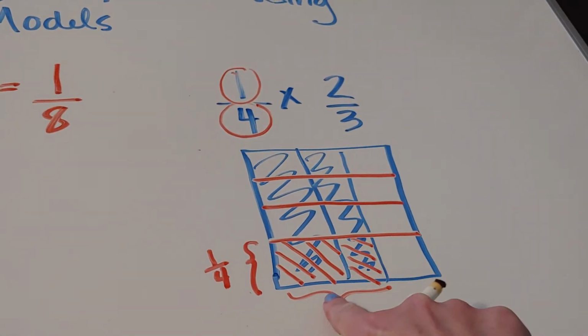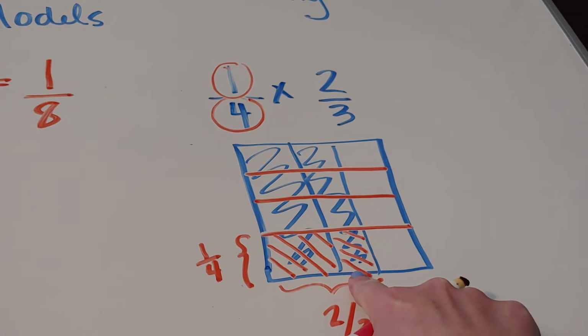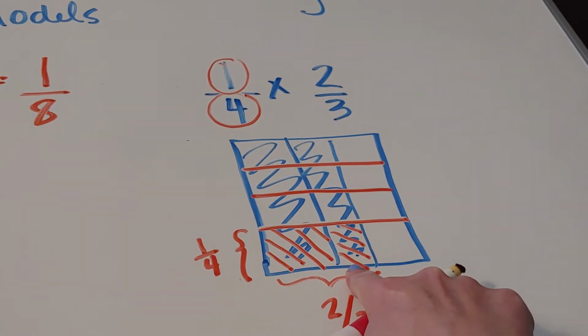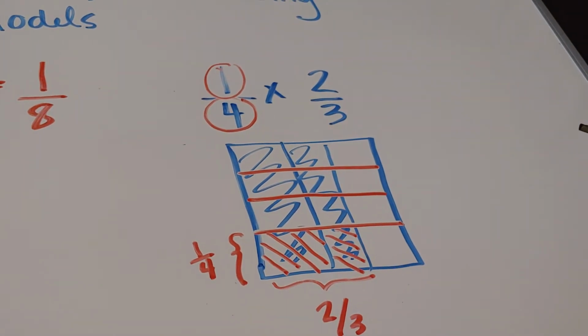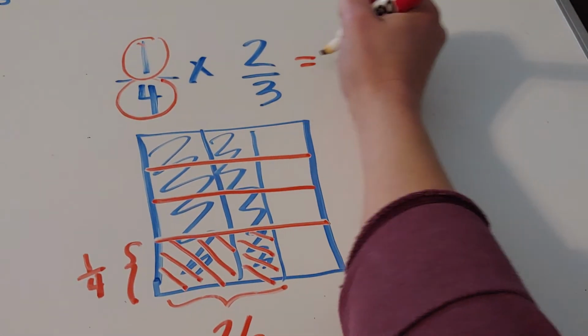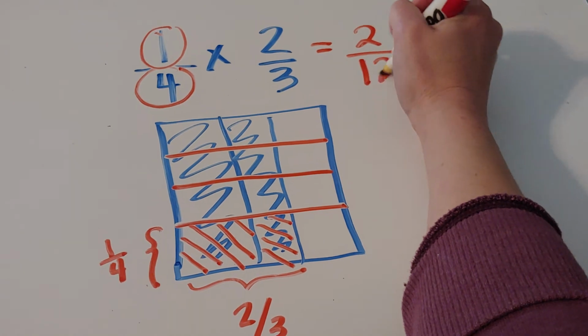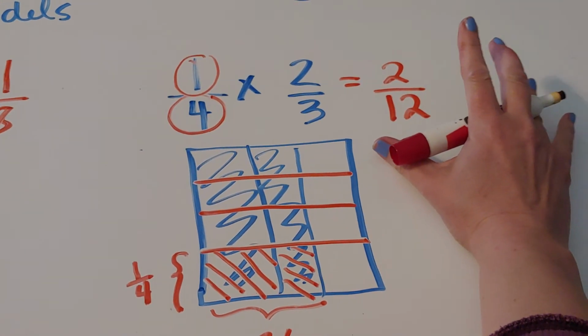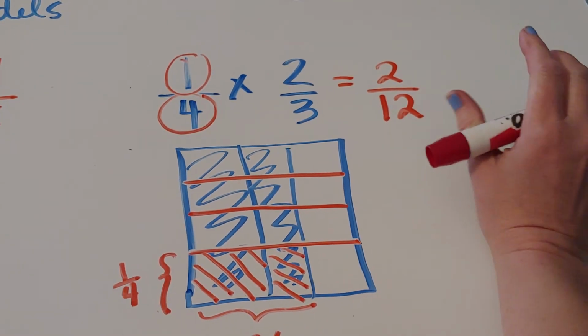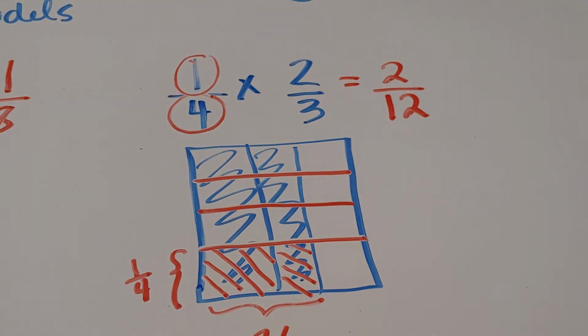So if you look at this, I'm going to have 2 sections, which are both blue and red, and that's 2 out of a total of 12. So 2 out of 12. Now, I know that typically we reduce fractions, but for this area model, we leave them just as they are. So don't mess with writing it in lowest terms. It's perfect just as it is.